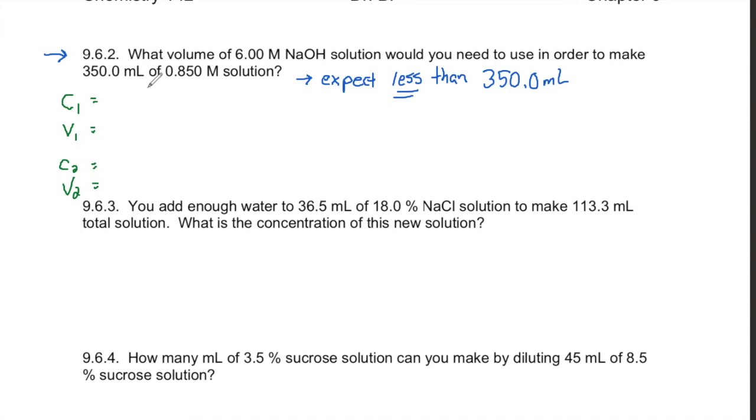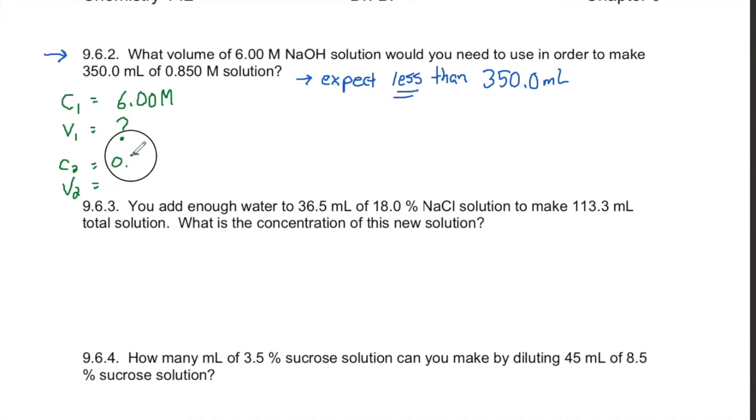All right, let's try making a list here. So the first number I see here is 6 molar. The volume of 6 molar is what's not known. 350 milliliters is not matching the 6 molar. The 6 molar, we don't know what volume of that solution is required.